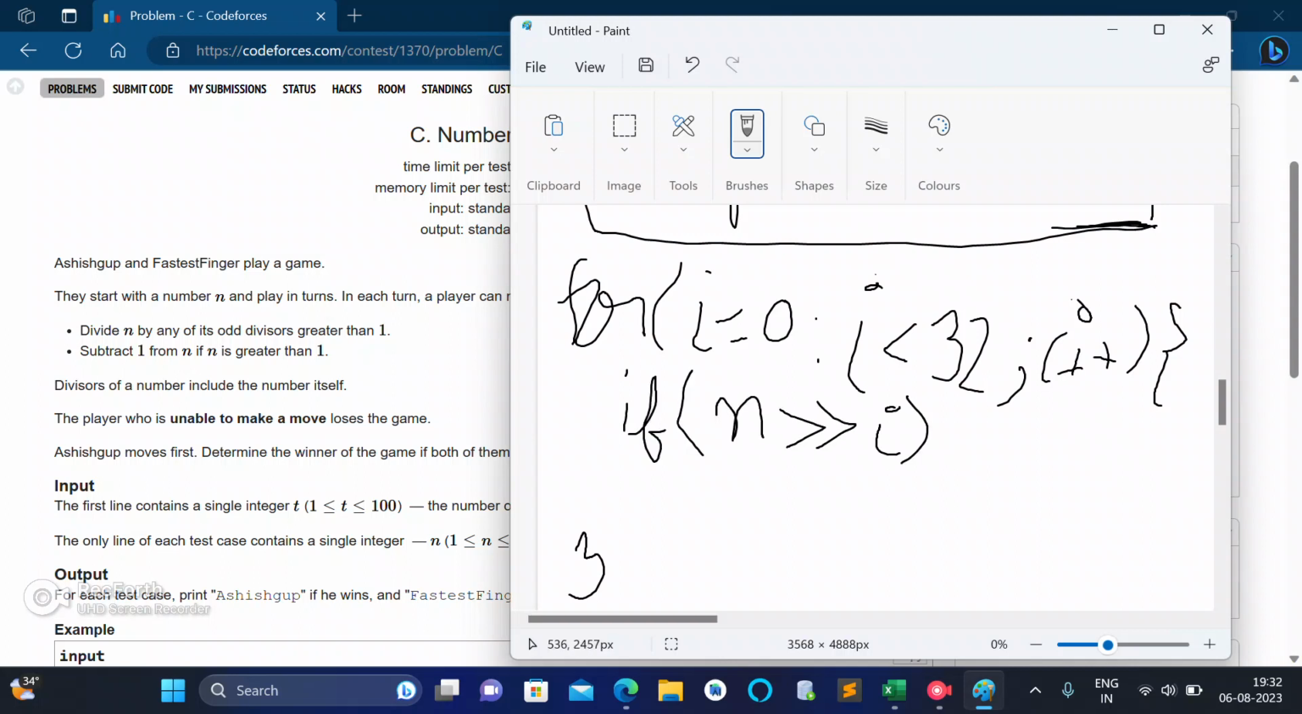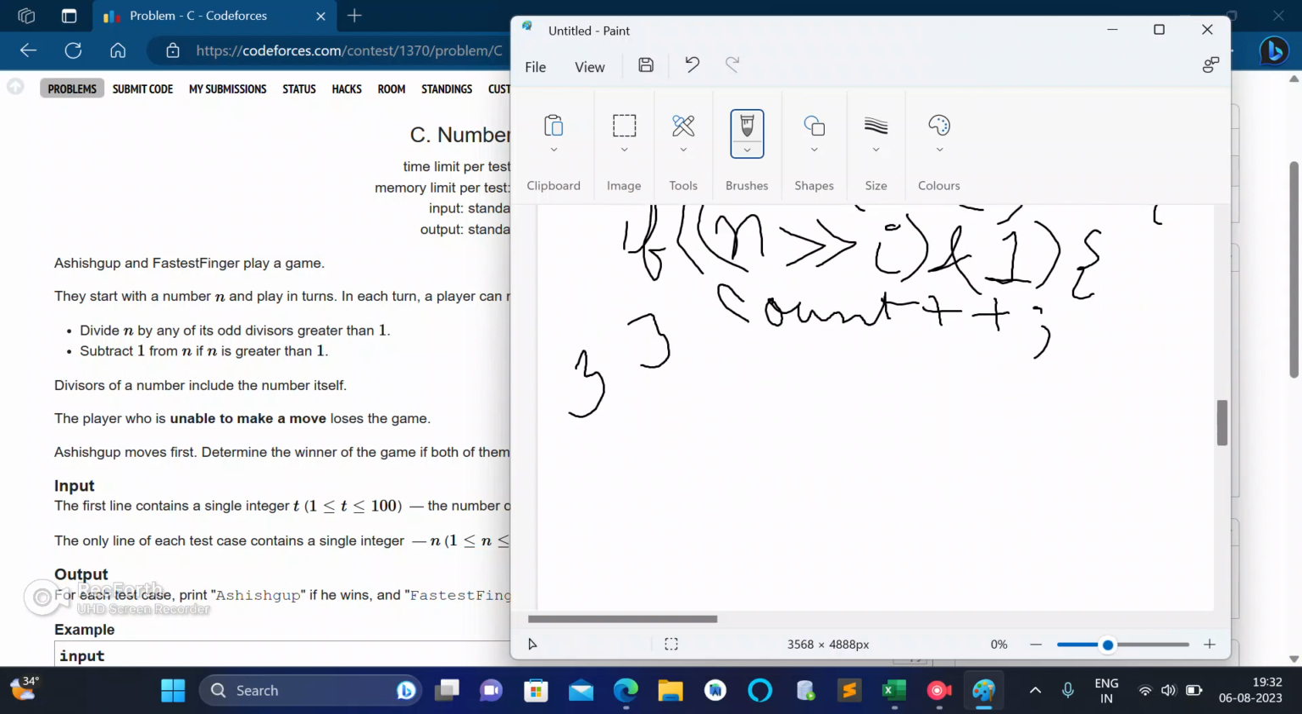If n right shift i and 1, that is, we right shift n by i and take AND with 1, and this condition holds true, then we increment count. We initialize count with 0, and at the end we check if count comes out to be 1, it means the number of set bits is 1.